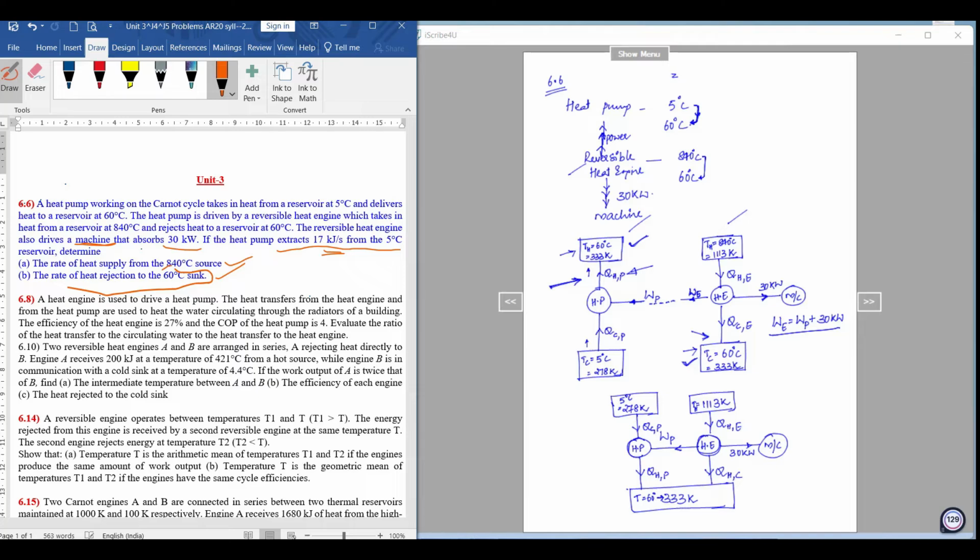సో ఇప్పుడు అడిగిన క్వశ్చన్స్ ఏంటంటే, ఫస్ట్ క్వశ్చన్ ఏంటిదంటే, ఫస్ట్ పార్ట్ ఆఫ్ ద క్వశ్చన్, ద రేట్ ఆఫ్ హీట్ సప్లై ఫ్రమ్ 840 degrees centigrade, అంటే దిస్ ఇస్ 840 degree, సో దీని నుండి హీట్ ఎంత సప్లై అయింది, దట్ ఈస్ QH ఆఫ్ E ఎంత, QH of E equal to how much? First question. Second question, the rate of heat rejection to the sink, that is 60 degrees, that is QH comma P plus QH comma C. How much is this? This is the two questions asked.